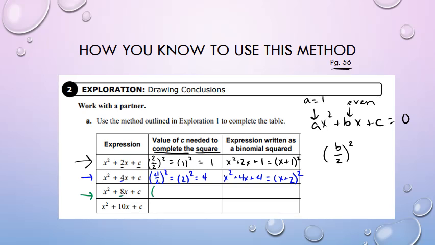So we're going to take the 8, cut it in half, and square it, and we'll get 4 squared, which is 16. So therefore our new equation would read x squared plus 8x plus 16, which again can be factored as x plus 4 squared. Now would be a good time for you to pause the video, try the last one yourself, and then come back and check it.